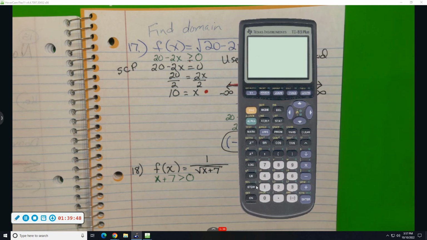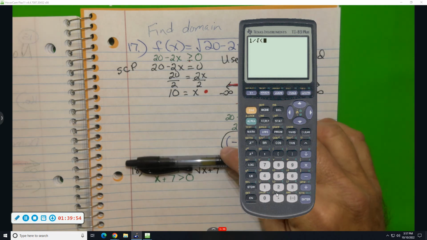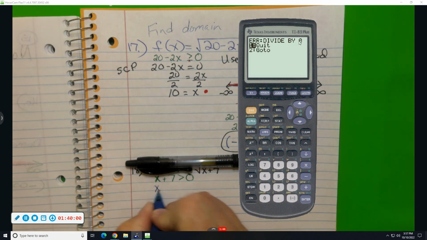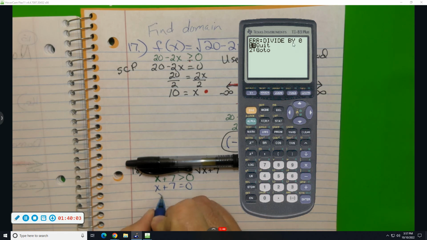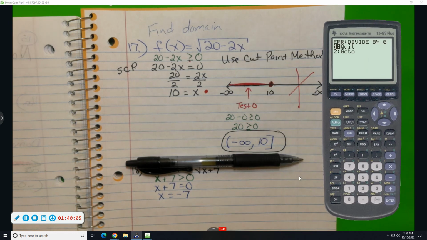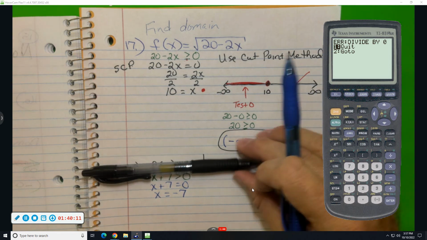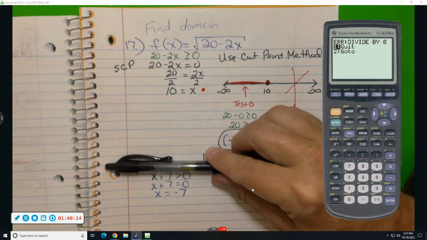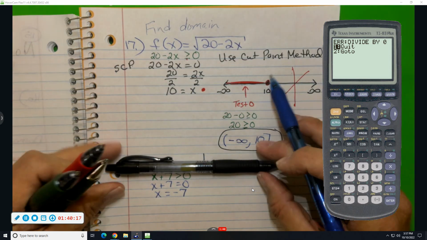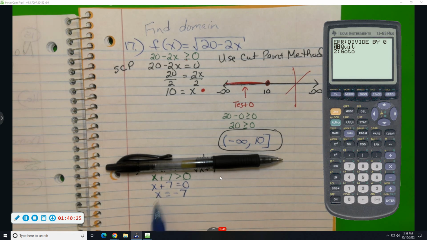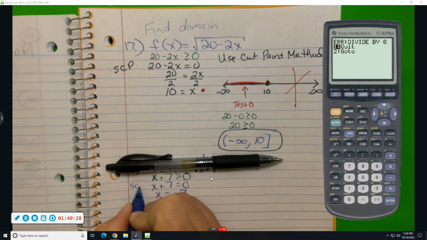Now, this is a cut point problem easier than anything you've done. We just solve it as x plus 7 greater than 0. Notice if you get a denominator of 0, you'd get an error. Division by 0 is undefined. I'm just trying to show that we're no longer going to do anything but that 1 over square root. All I used that for was to get the thing under the square root and put it greater than 0. That's the cut point problem I'm solving. Use the cut point method.